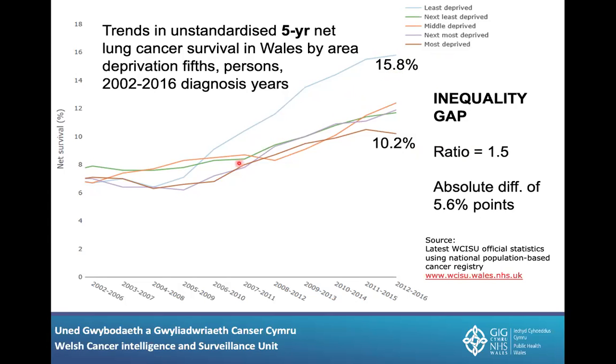And you'll see how since over a decade ago, the most affluent areas have had the fastest growing survival. Now, if this is not an example of the inverse care law, I don't know what is. But it's 50% higher survival in the most affluent areas compared to the most deprived areas. And the absolute difference is quite sizable considering the size of lung cancer survival in general.